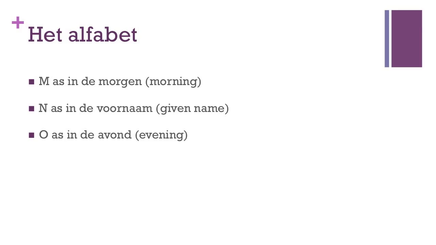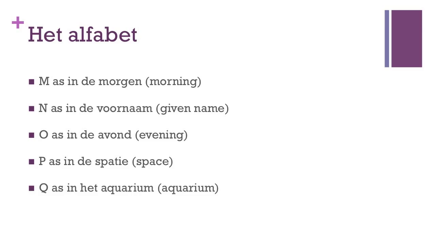O as in avond, evening. P as in spatie, space on your keyboard. Q sounds like K, as in aquarium in English. It's one of the least used letters, usually for words from other languages, as Latin in this case. R as in adres, address. It's a stronger R you have to pronounce.